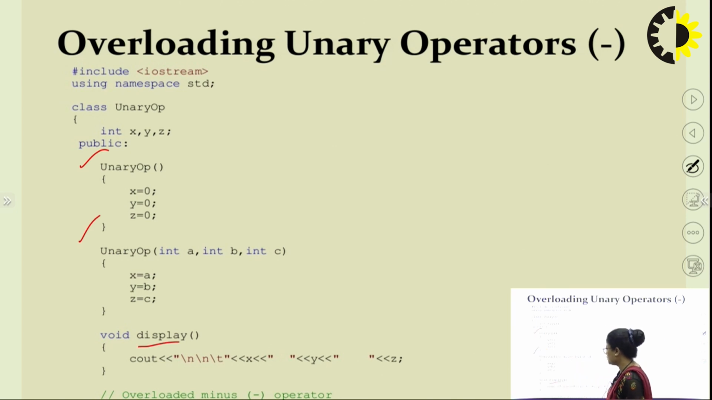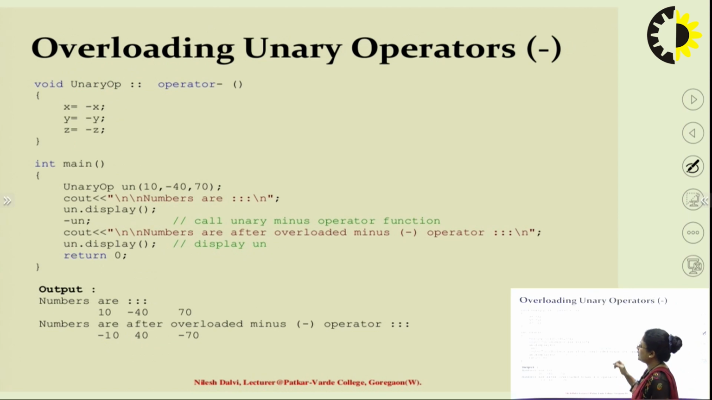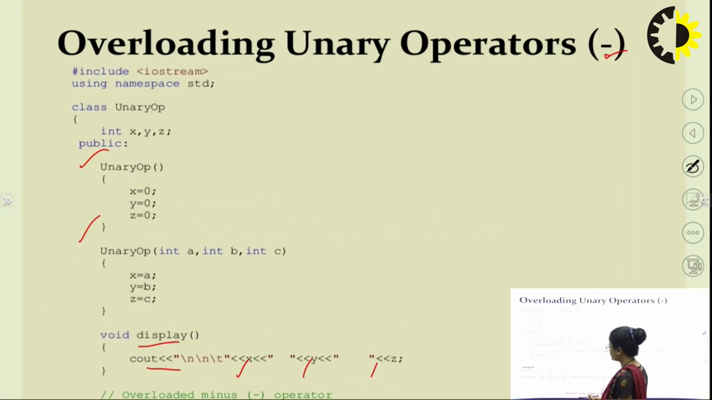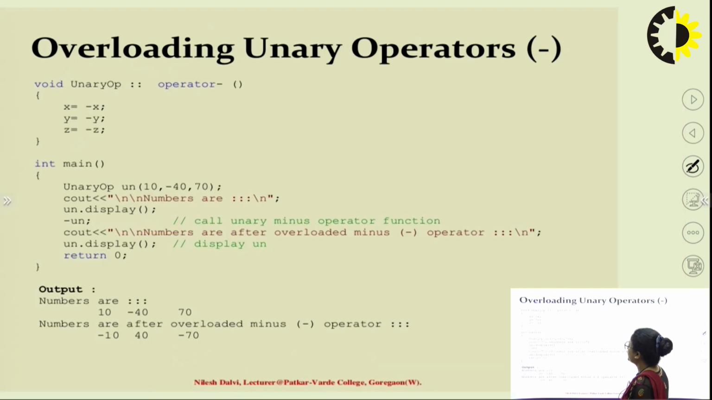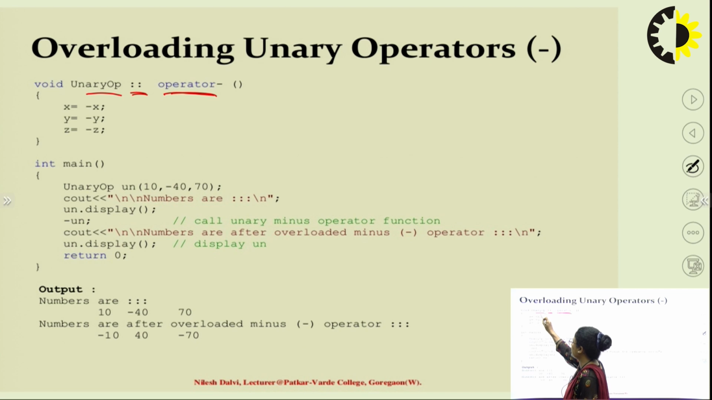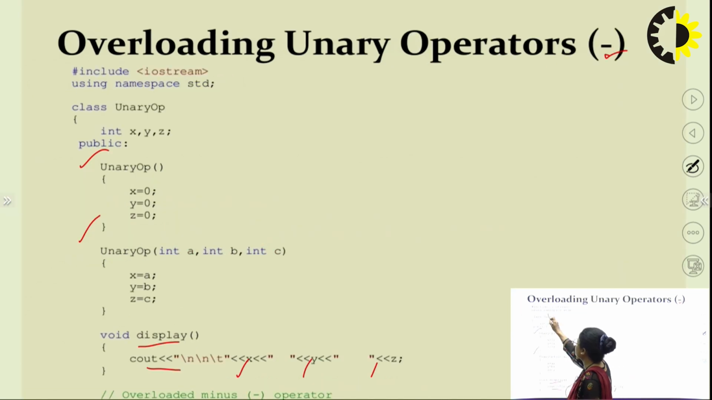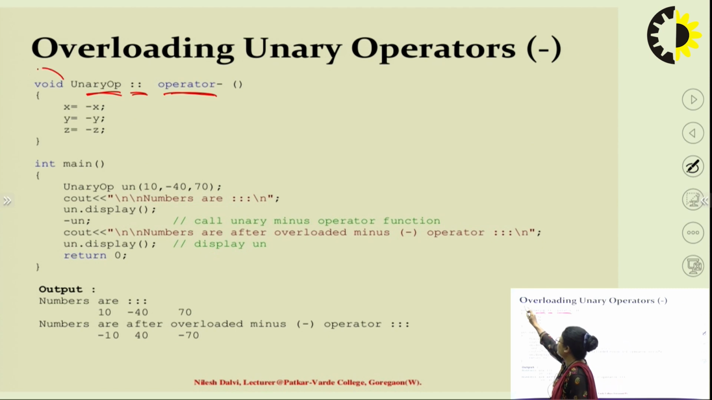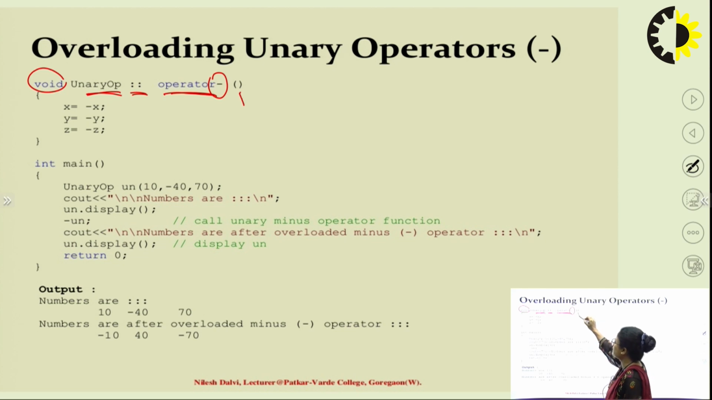We have a display function. What does this display function do? It prints the value of X, Y, and Z. So this is the beginning part. Now we will try to overload a unary operator minus, that is, negation. Let us come to the syntax of that. We write the keyword operator, which is a member of class unary op. What is unary op? It is the class name. The return type is void, it is not returning anything, and the operator that we want to overload is the negation operator, and we are not passing any arguments.